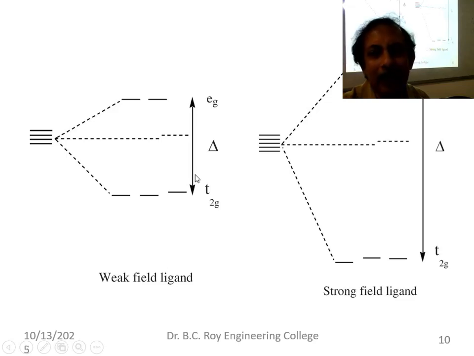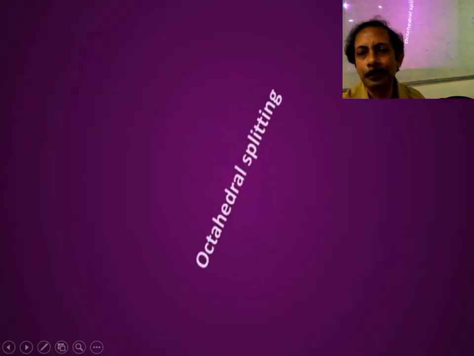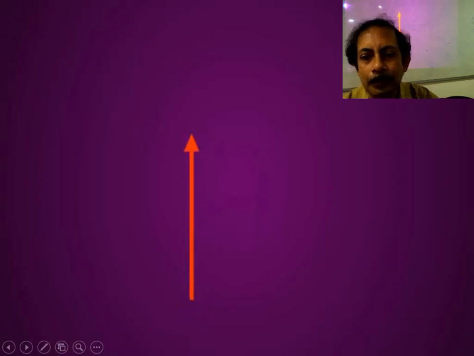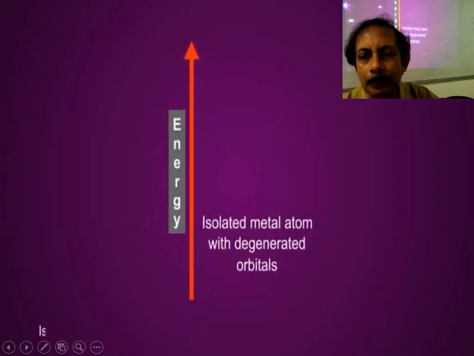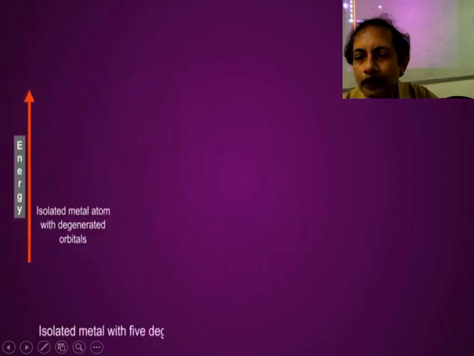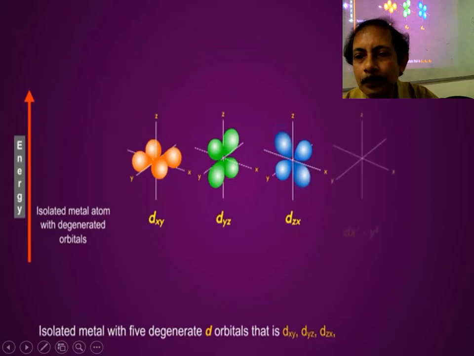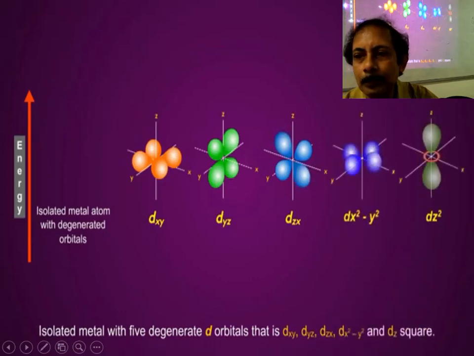Just to make you understand how it is varying. This is low field strength, that's why the splitting energy is less. But there is a strong field ligand, that's why the splitting energy is high. That's all. Octahedral splitting. Isolated metal with 5 degenerate d orbitals, that is dxy, dyz, dzx, dx squared minus y squared, and dz squared.